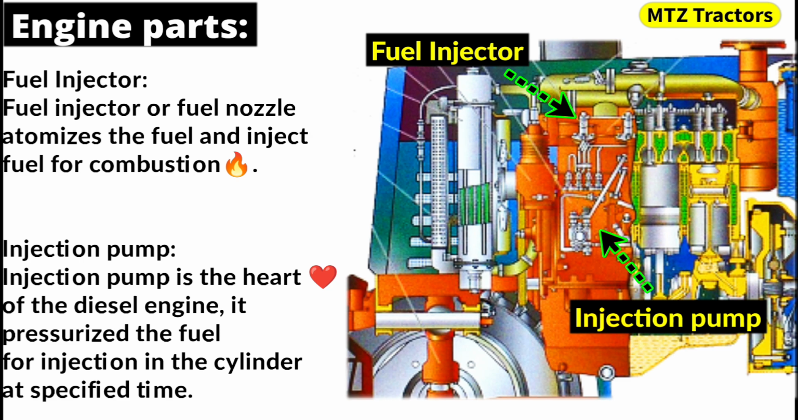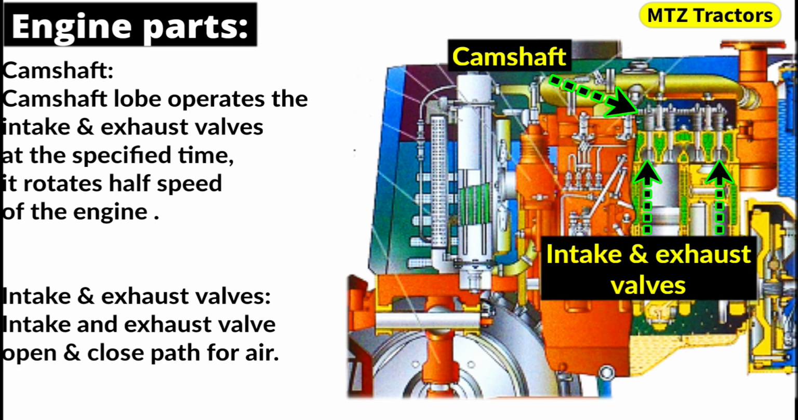Injection pump. Injection pump is the heart of the diesel engine. It pressurizes the fuel for injection in the cylinder at the specified time. Camshaft. Camshaft lobe operates the intake and exhaust valves at the specified time. It rotates at half the speed of the engine. Intake and exhaust valves. Intake and exhaust valves open and close the path for air.